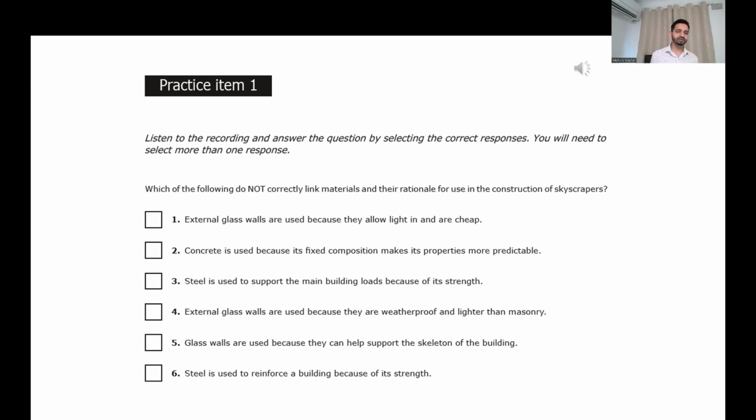Now, glass walls are used because they can help support the skeleton of the building. I think that was not mentioned. I mean, something else supports the skeleton of the building. It was steel. So that is a false statement, and that could be your answer. Okay, steel is used to reinforce a building because of its strength. Seems like that's a correct statement as well, so you're not going to touch those.